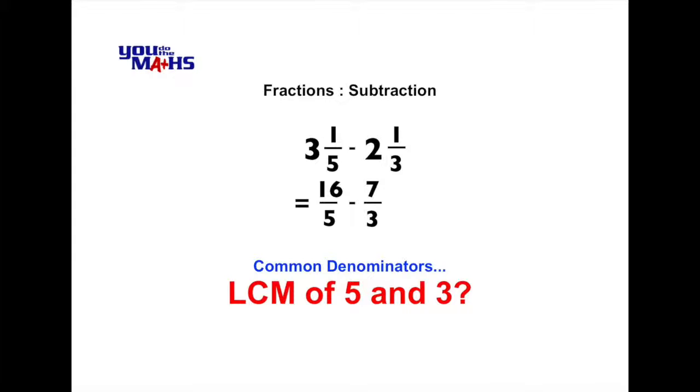Another way to find common denominators is to simply multiply the two numbers in the denominators of the fractions, in this case 5 and 3. And as it turns out, multiplying 5 by 3 gives us 15, which is the lowest common multiple of 5 and 3. So now we change the fractions, and we do that by changing the top numbers exactly the same way that we changed the bottom numbers.